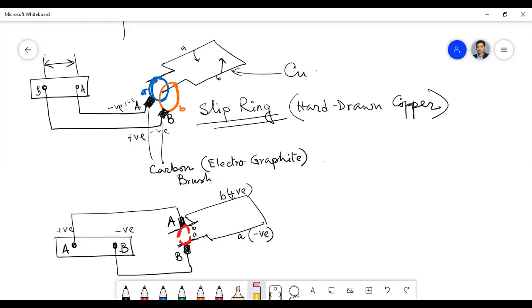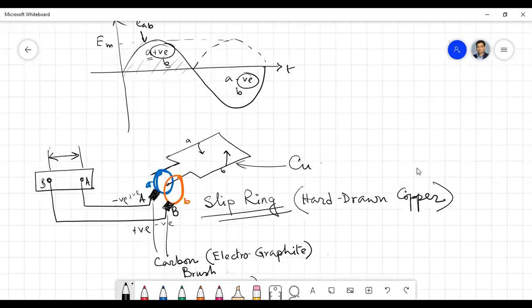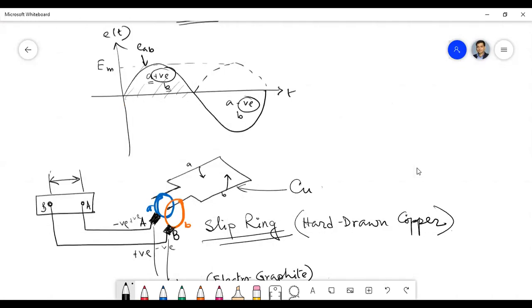Now can you tell me what will be the polarity of A and B there? It will be the same. A will be positive and B will be negative. So that means the A and B polarities are not switched like the previous case. Here the polarity of A and B remains the same. So that means we'll never get this half. We'll get the rectified half. We'll not get this, we'll get this. Okay.